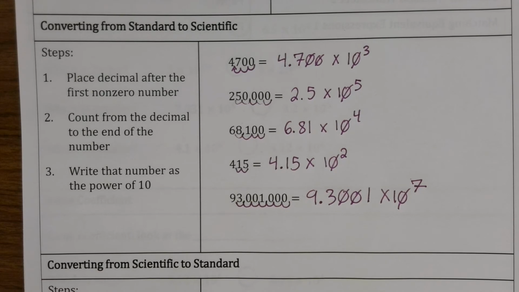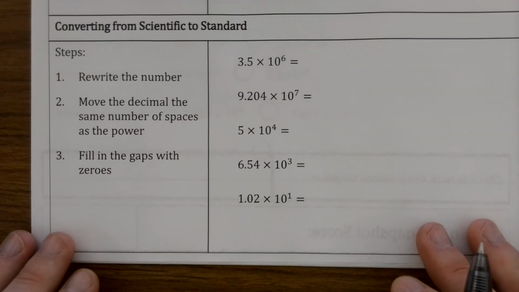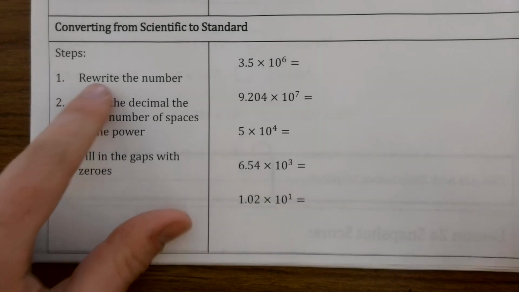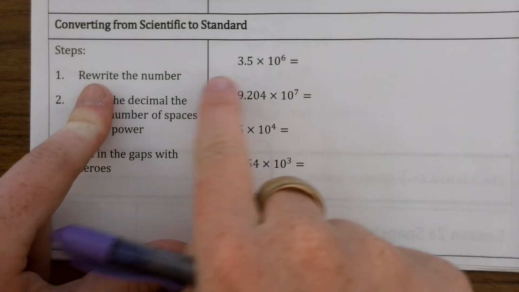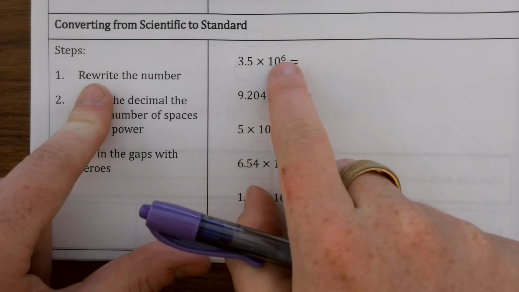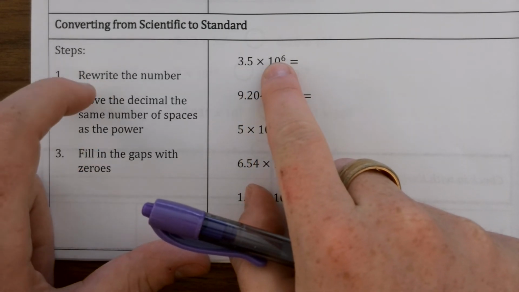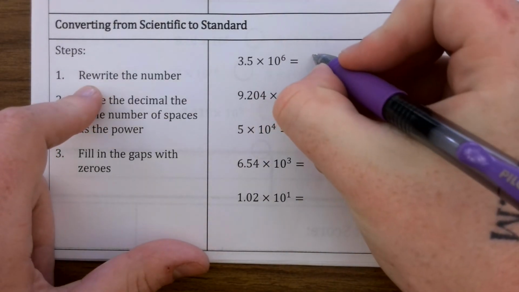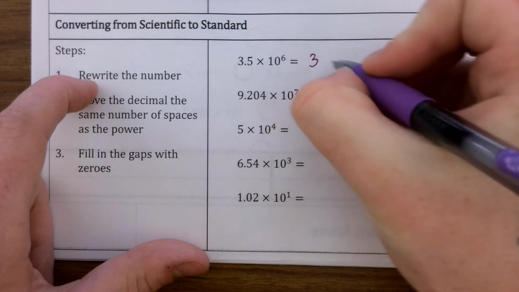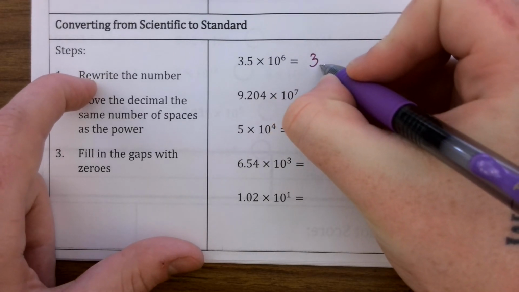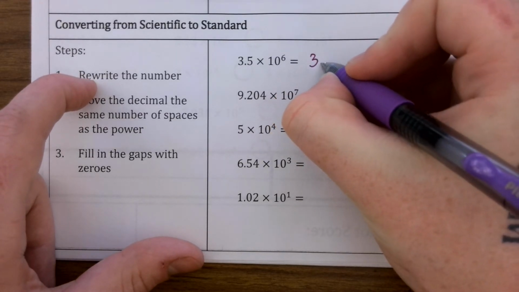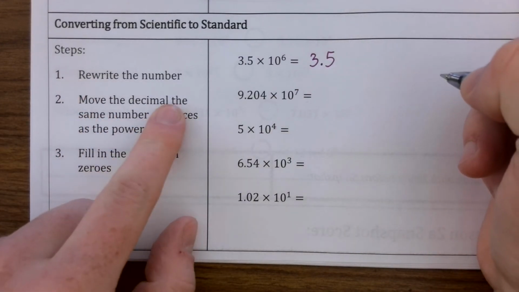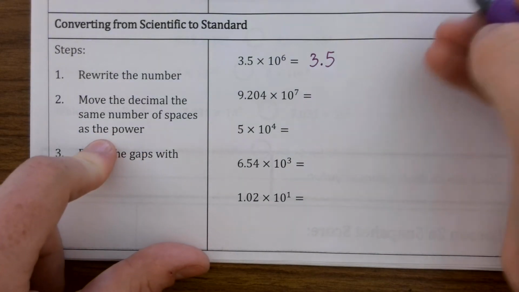Cool. All right, let's look at the opposite direction. What if we start with scientific and we want to move to standard? Step 1 is to rewrite the number. Here we have 3.5 times 10 to the 6th. What we're going to do is rewrite it without times 10. So I'm going to say 3.5.